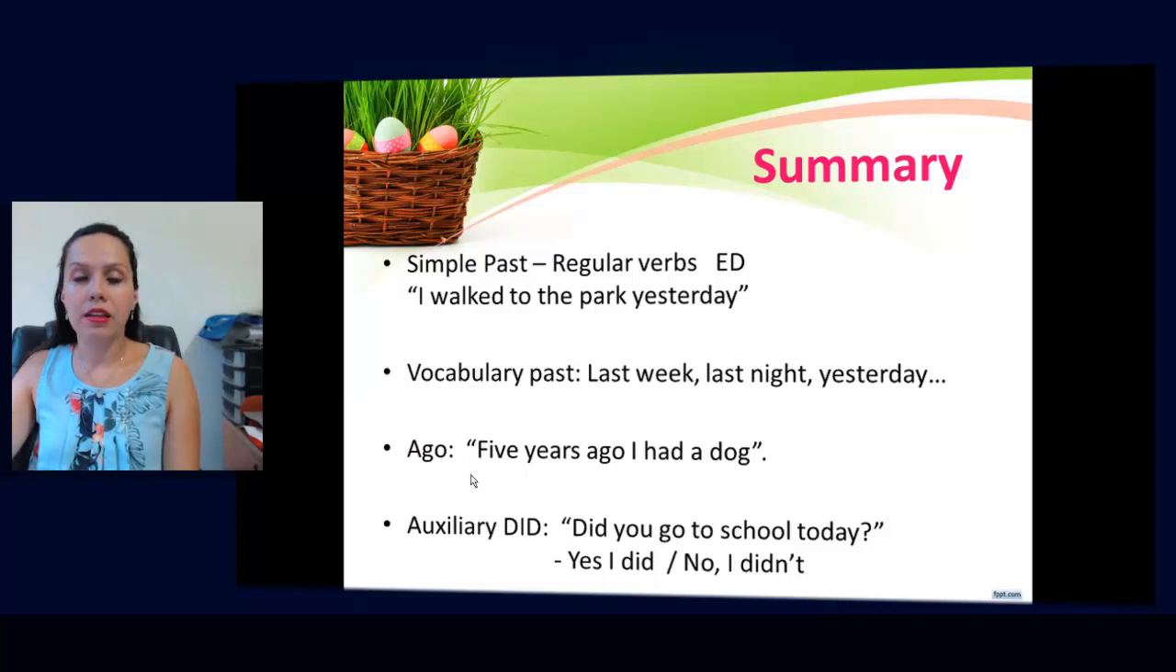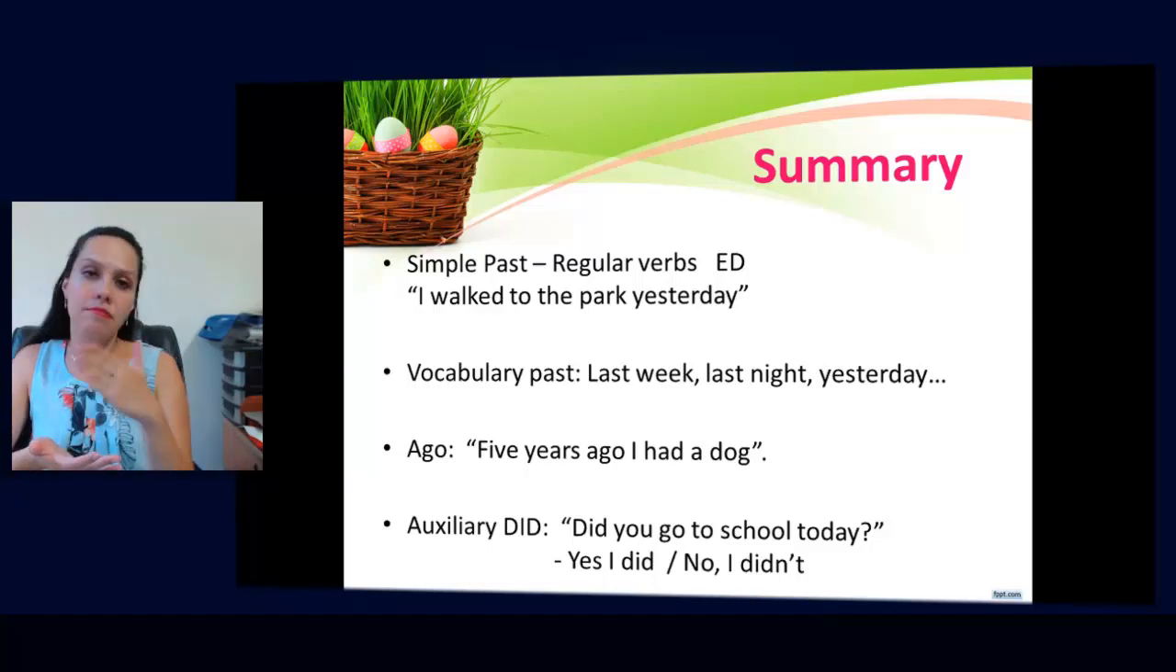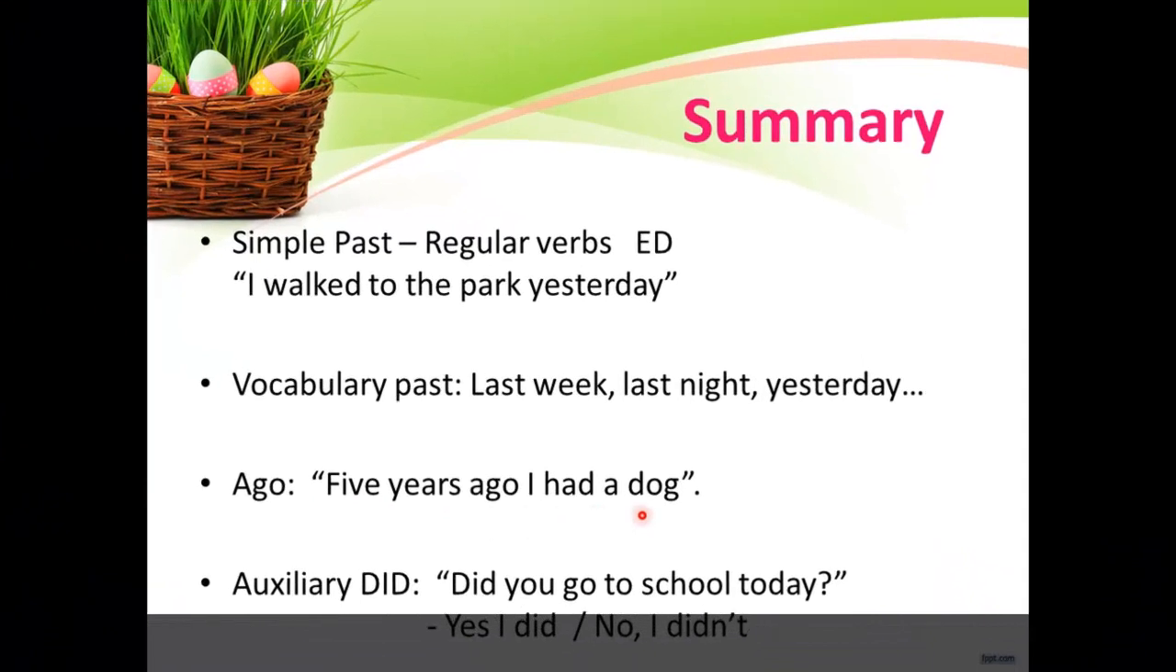Ago también se utiliza para tiempos específicos en el pasado, que normalmente es a partir de un mes o algunos años. No podríamos decir yesterday ago. Ago se utiliza más para periodos más largos de tiempo. Example, 5 years ago I had a dog. We also learned the auxiliary did to make questions. Did you go to school today? Remember that when I use did, the verb is in present. Yes, I did. No, I didn't.